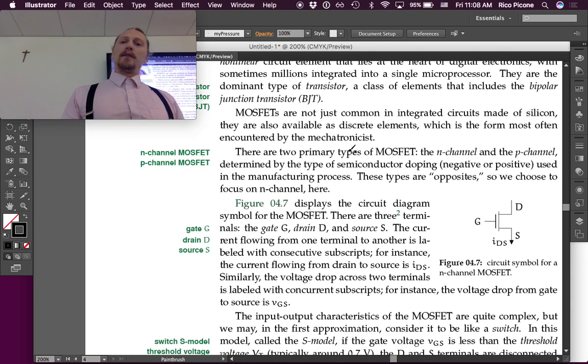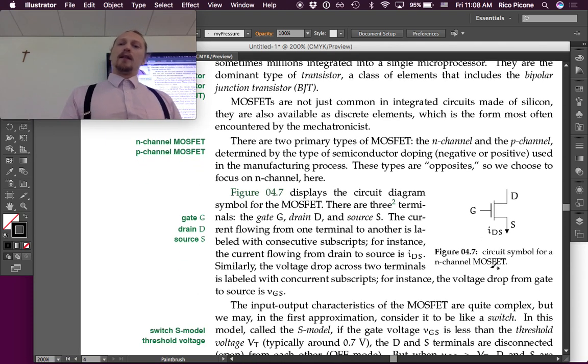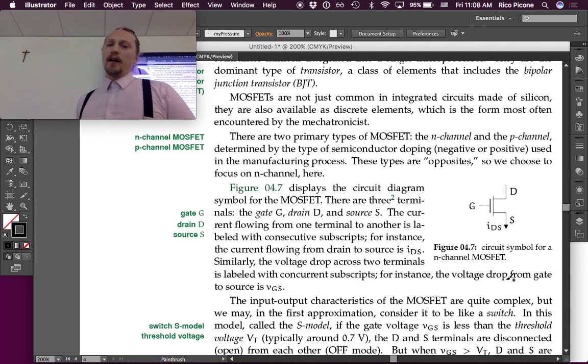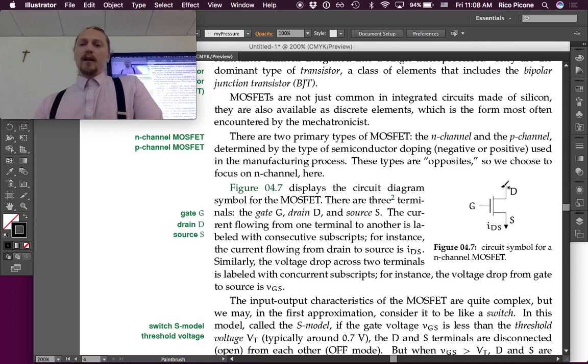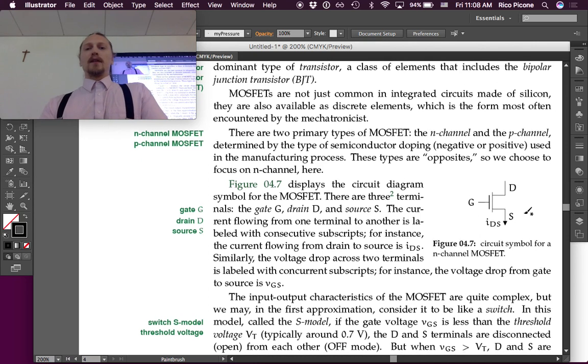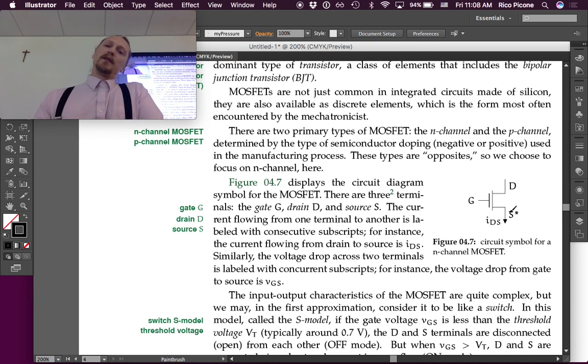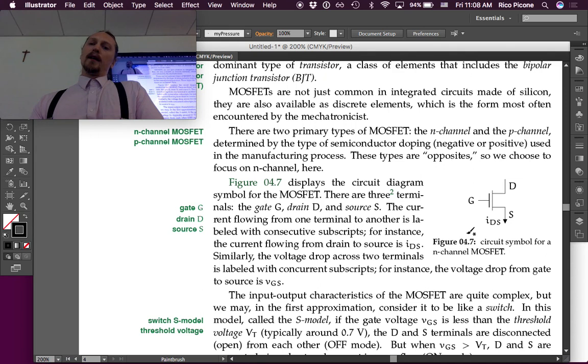Okay, so in figure 4.7, we see the circuit diagram symbol for the MOSFET. I've labeled a few things on it to give us a start. There are 3 terminals typically drawn in the circuit diagram symbol. This terminal is called the gate. The G is the gate terminal. D is the drain terminal, and S is the source terminal.